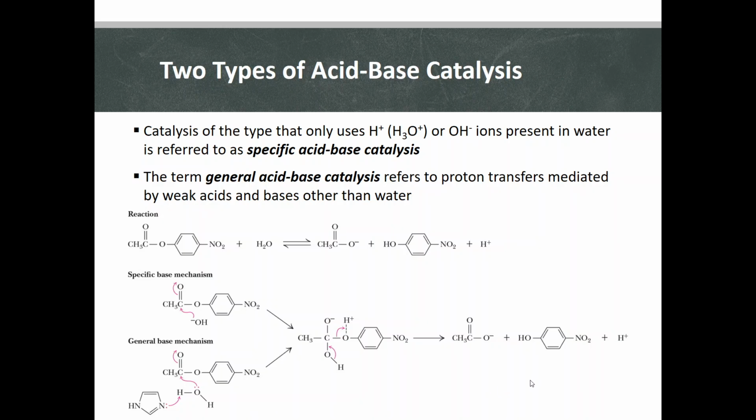So specific acid-base catalysis requires extremes of pH, or at least non-physiologic pH, to occur because the proton or the base comes from the bulk solution that surrounds. Whereas in the general base mechanism, or general acid mechanism for that matter, the acid or the base, the proton or the hydroxide, is generated by a weak acid or base, most often associated with the enzyme itself.